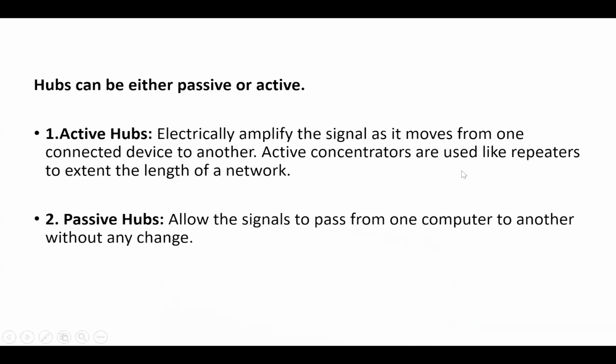So hubs can be active hubs or passive hubs. So what is an active hub? Active hubs electrically amplify the signal as it moves from one connected device to another device. So it is doing certain action here. It is amplifying or making the signal strong. So active concentrators are used like repeaters.